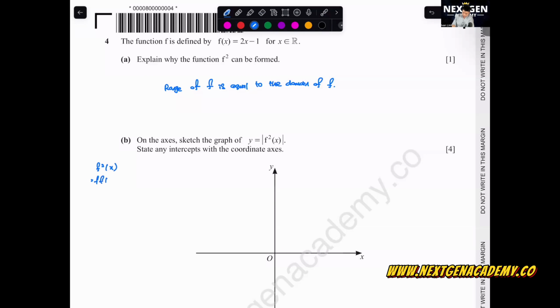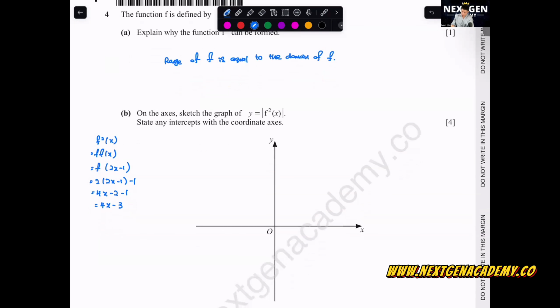Is f(x). f(2x minus 1), which is 2 times (2x minus 1) minus 1. 4x minus 2 minus 1, which is 4x minus 3. Okay, from here, now we want to sketch out y equals 4x minus 3. When we do this, don't go and straight away do the modulus. Your calculation, you all do based on the original one first, then later only do your modulus.